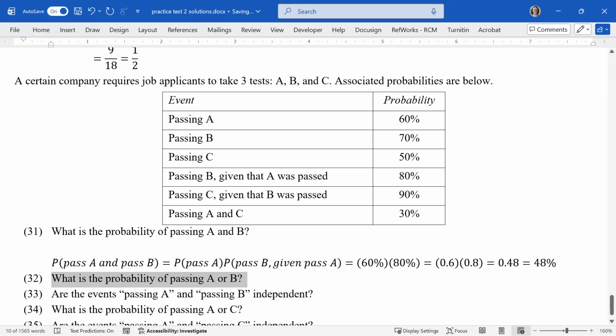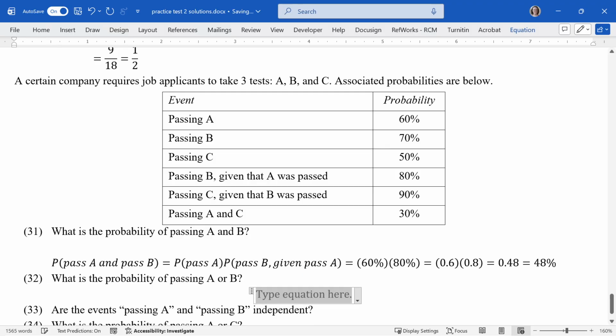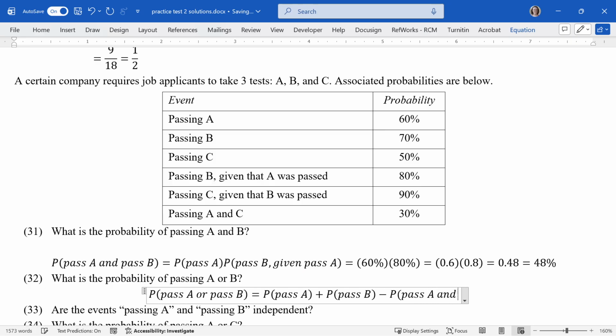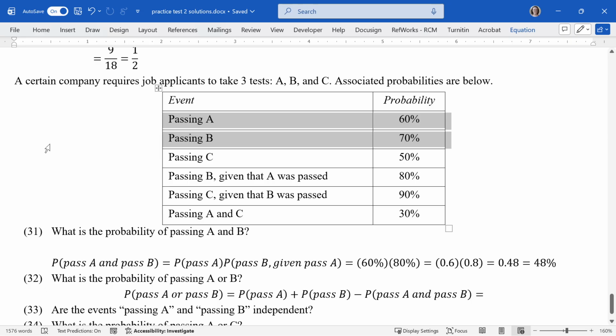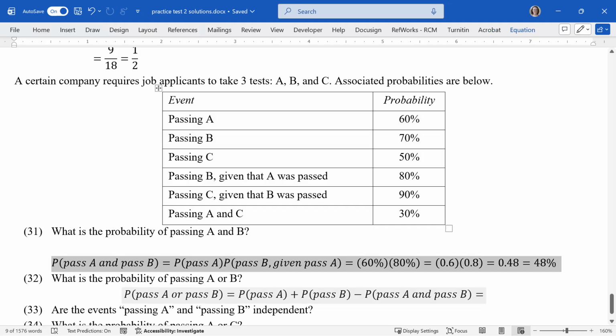Okay. What is the probability of passing A or B? So now I'm using the OR formula for probability. The probability of passing A or passing B is the probability of passing A plus the probability of passing B minus the probability of doing both, passing A and passing B. So we have to subtract the overlap so that we don't count it twice as part of both of these groups that we're adding together. So we're doing these 2 rows in the table added together, and we're not subtracting a row from the table. What we're subtracting is actually the answer to number 31. That's what we're going to subtract.